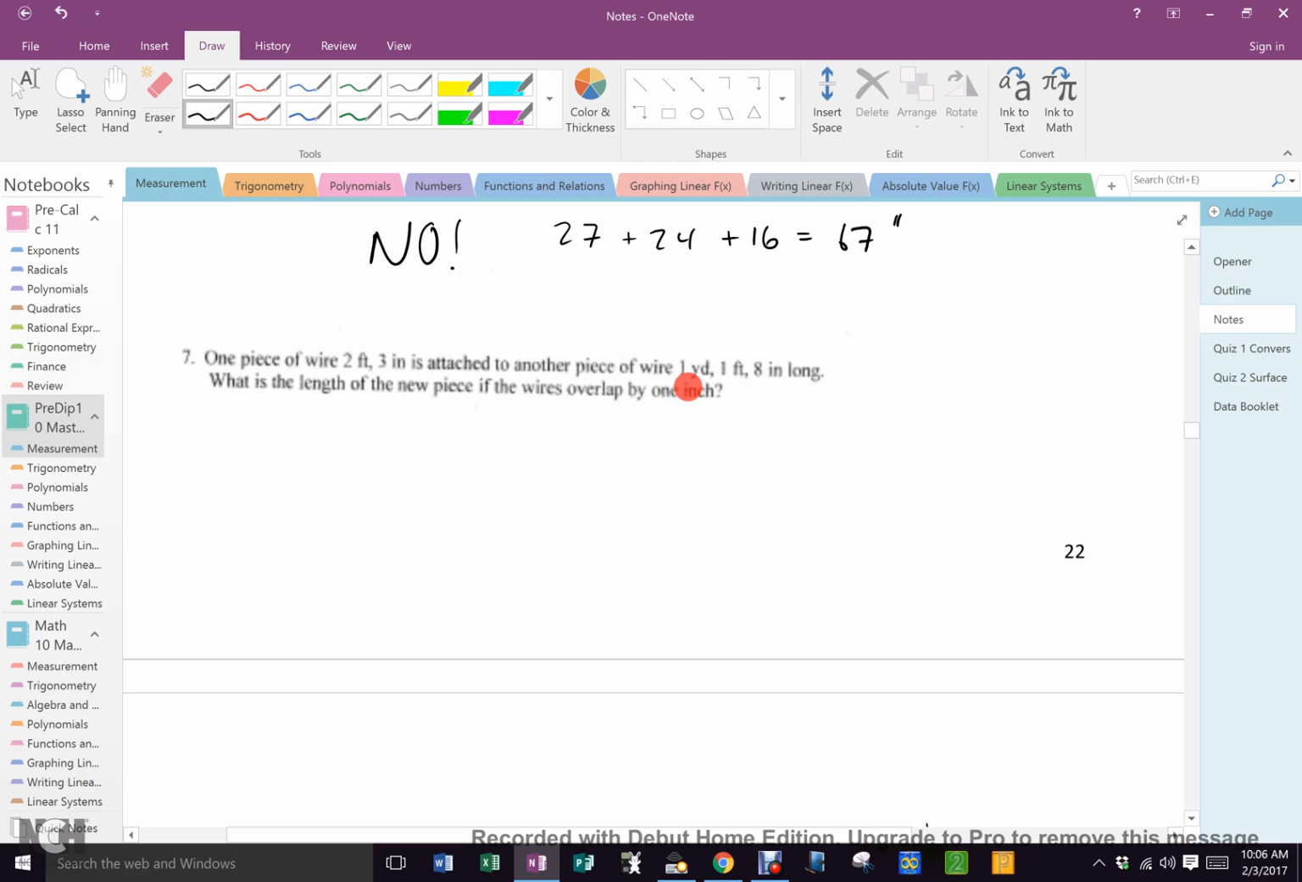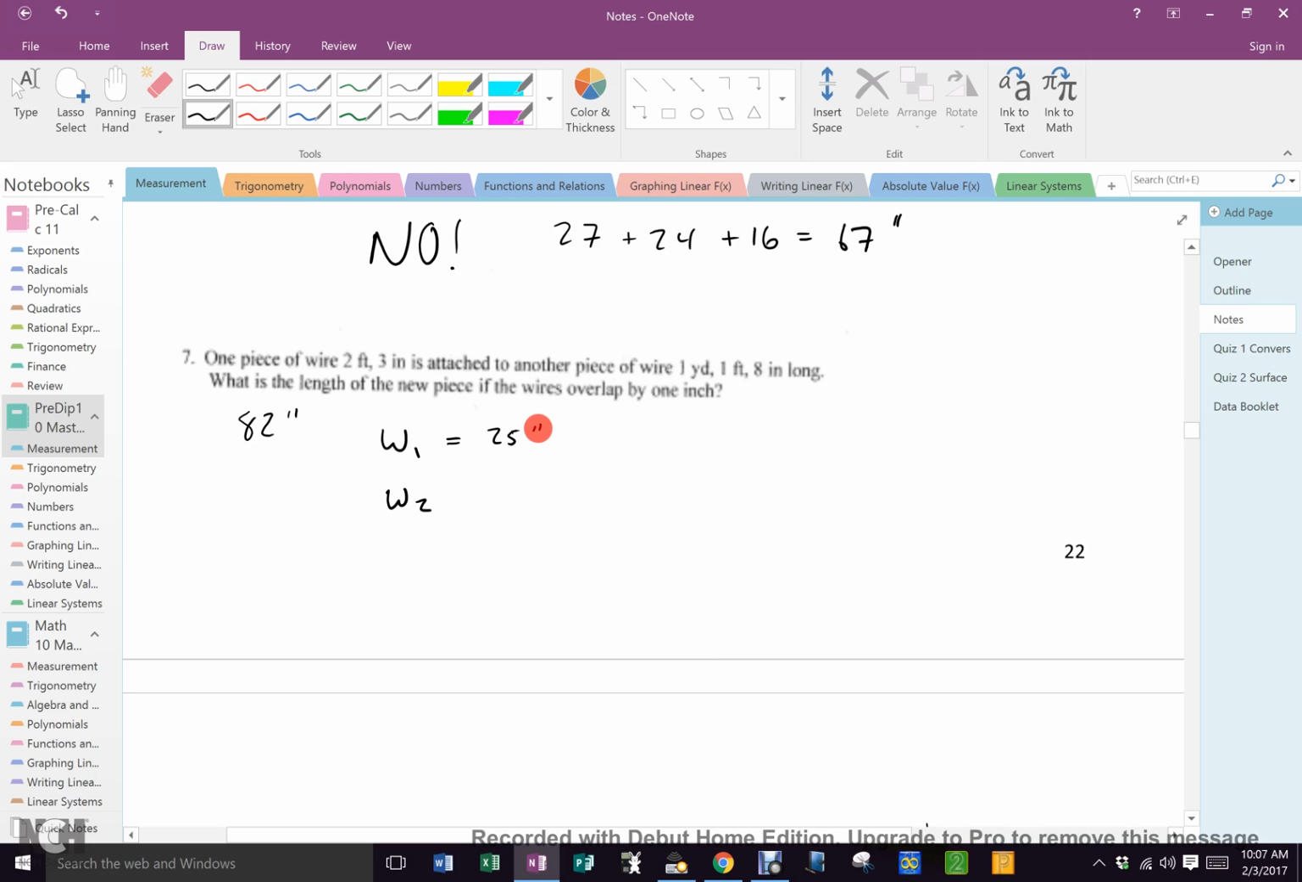This question is kind of difficult because you have to think about it. What's the length of the new piece of wire? Pardon? 82 inches. How did you come to that? Because I'm not saying if it is right or wrong. What did you do? There's wire 1 and wire 2. So what'd you do? You converted them. How long is wire 1?